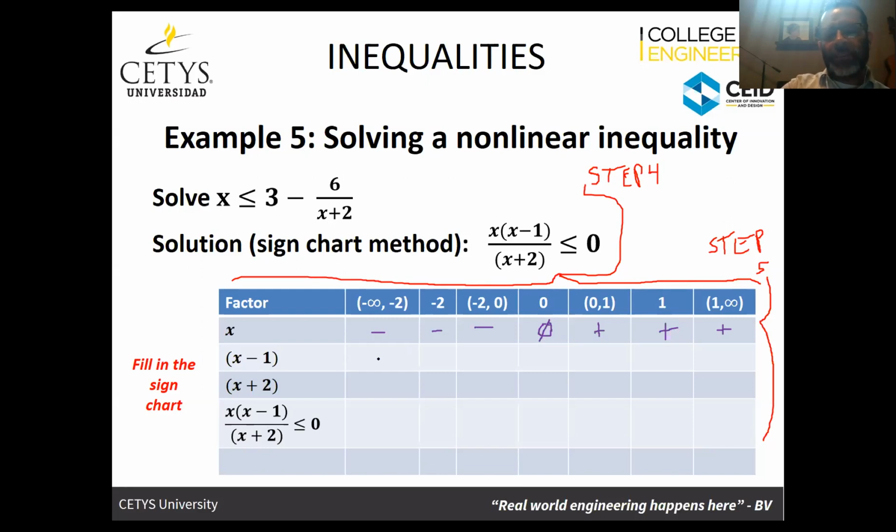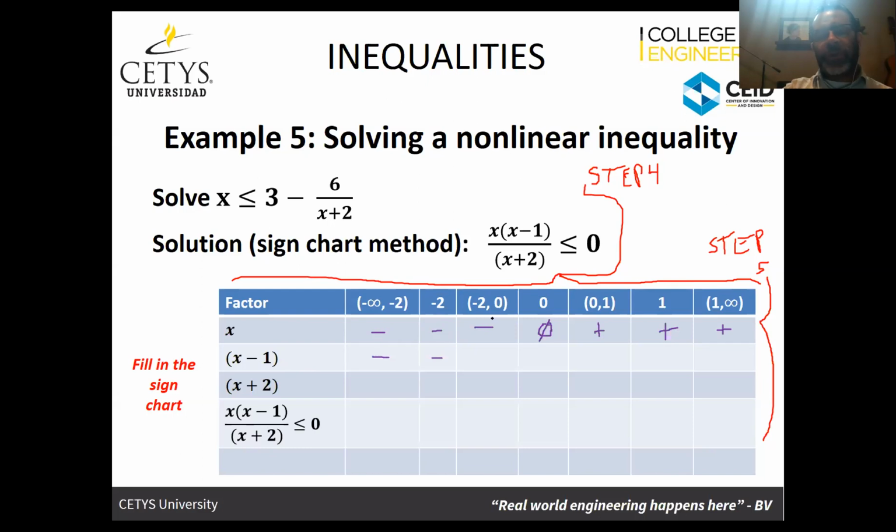-3 minus 1 is? -4. -4, so correct. This is going to be negative. So if we grab the -2, what sign are we going to get here? Now we are taking the -2. Negative. Correct. Perfect. Now we go from -2 to 0.